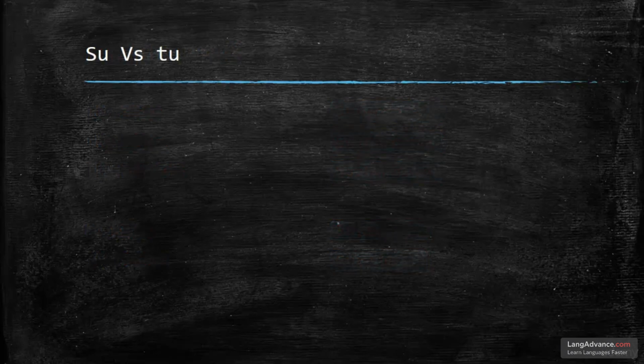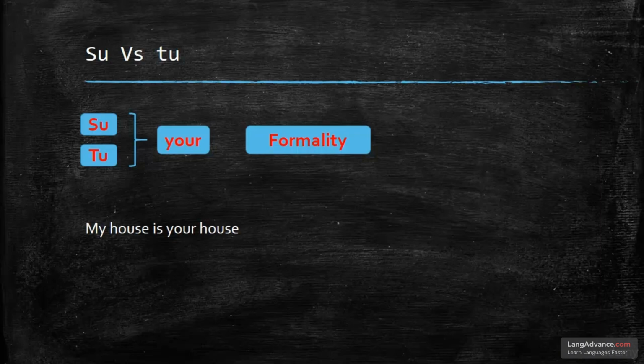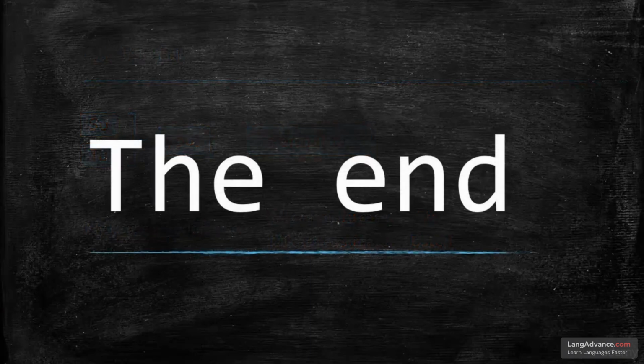Let's look at the difference between su and tu. Su, like tu, can mean your. The difference between tu and su lies in the degree of formality the speaker wishes to convey. For example, my house is your house translates to mi casa es tu casa if you're speaking to someone you address as tu, while it will translate to mi casa es su casa if you're speaking to someone you address as usted.